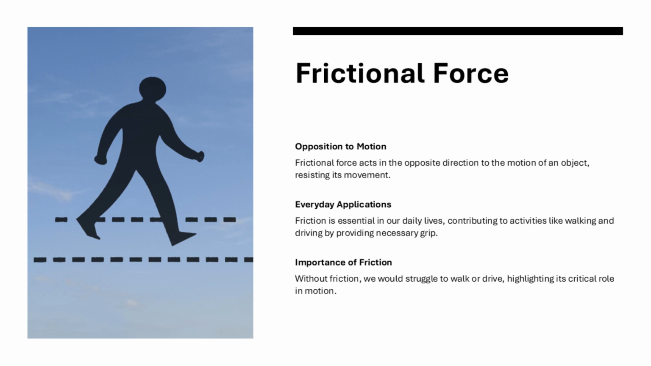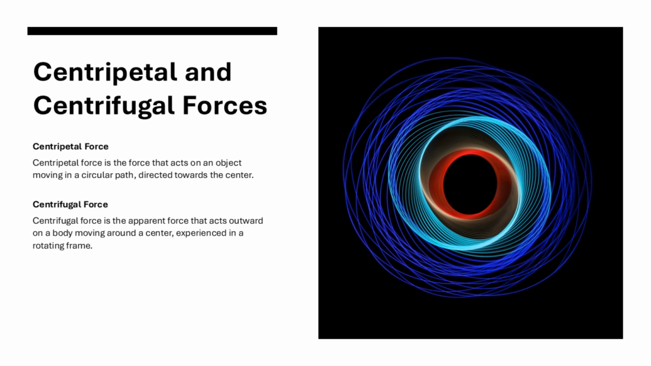Frictional force opposes the motion or attempted motion of an object. It plays a vital role in everyday applications, such as walking or driving, by providing the necessary grip. We would struggle to walk or drive without friction. Centripetal force is the force that acts on an object moving in a circular path directed towards the center. Centrifugal force is perceived as an outward force in a rotating reference frame on a body moving around a center.